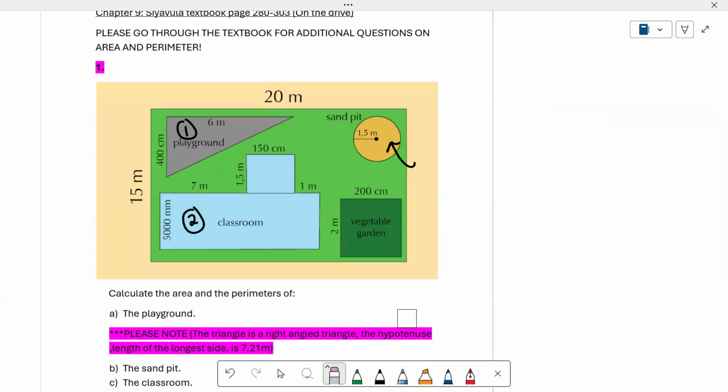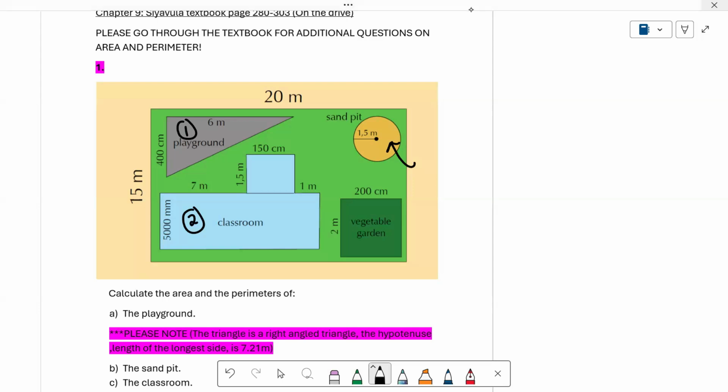So if I had to calculate the area of the sandpit, how would I calculate it, Lerato? It's going to be the radius, 1,5 divided by 2. What's the formula that we use to calculate the area of a circle? Please remember.